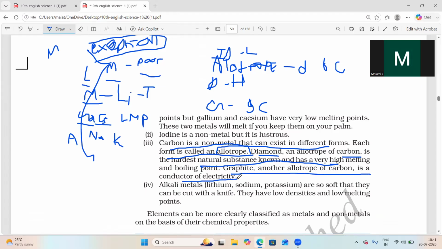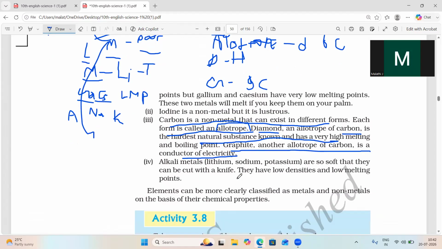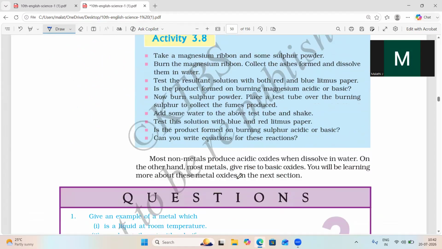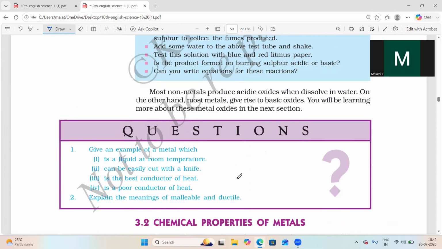So the exceptions we have here are very important. They may ask: lead and mercury are metals, but are they good conductors or bad conductors of electricity? They are poor conductors of electricity. That is the physical properties of metals and non-metals.